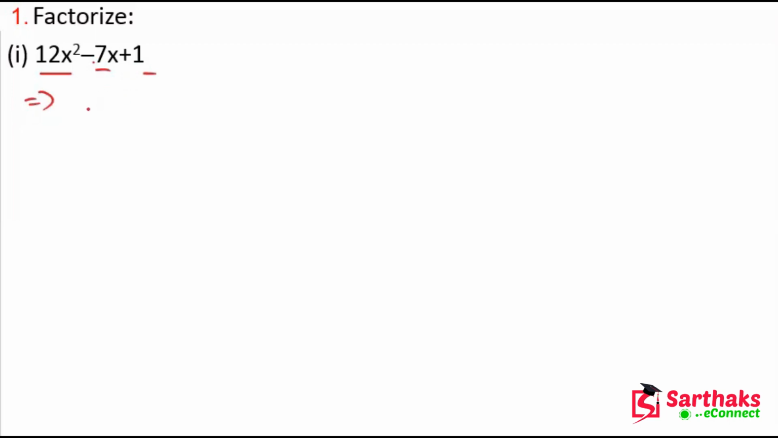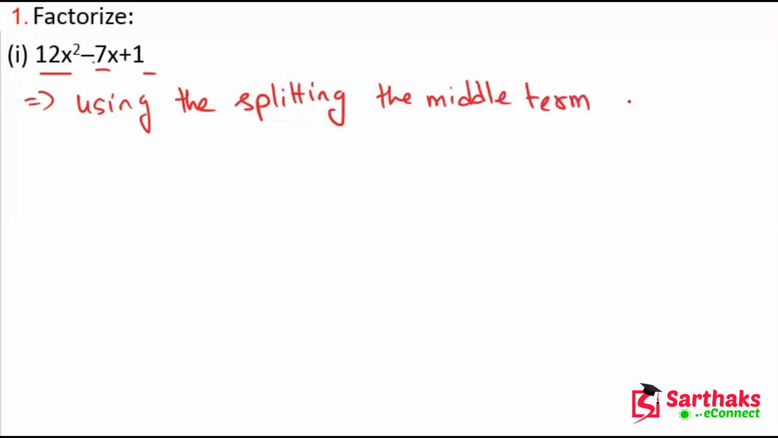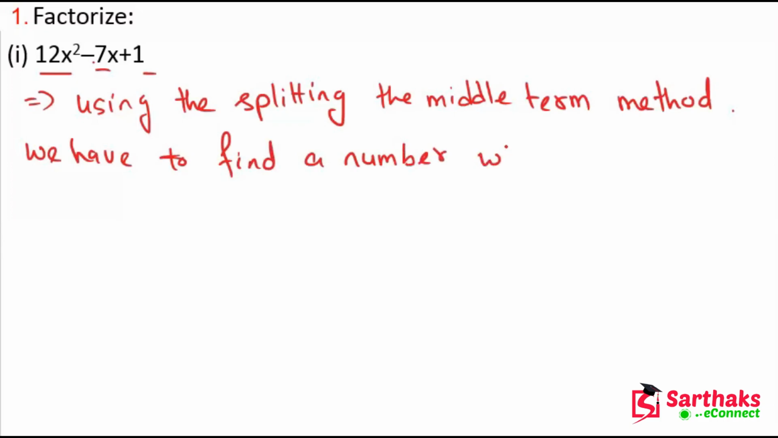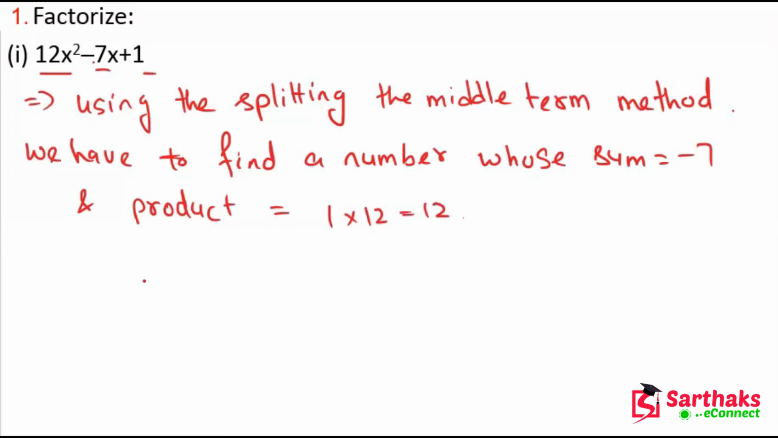Using the splitting the middle term method, we have to find numbers whose sum is equal to minus 7, and whose product should be equal to 1 into 12, meaning constant term into coefficient of x square, which is equal to 12. Okay, so now let's do that.